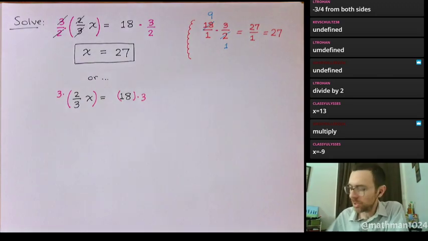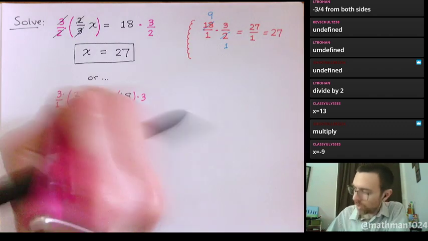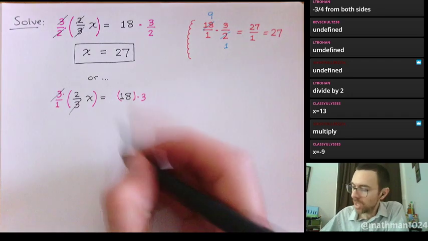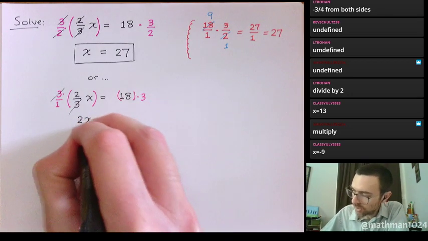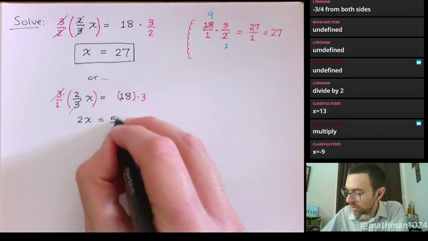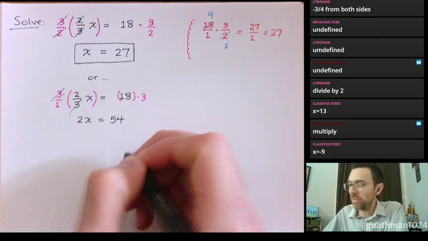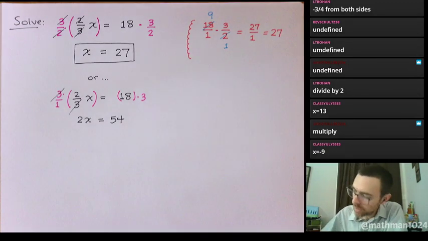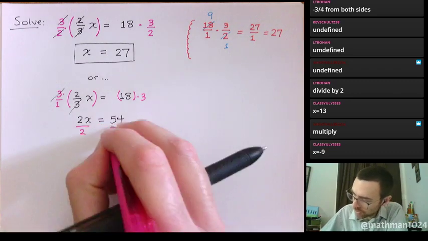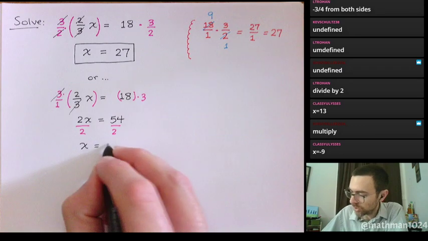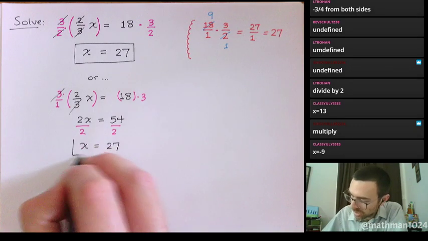What I'm doing here is knocking out this denominator, because this 3, again, remember, is 3 over 1. Those 3's reduce, and I'm left with 2x on the left, and on the right-hand side I get 18 times 3, which is 54. And then we're on easy street now. Divide both sides by 2 so that we can get the variable by itself, and x is equal to 27. We still get the same answer.